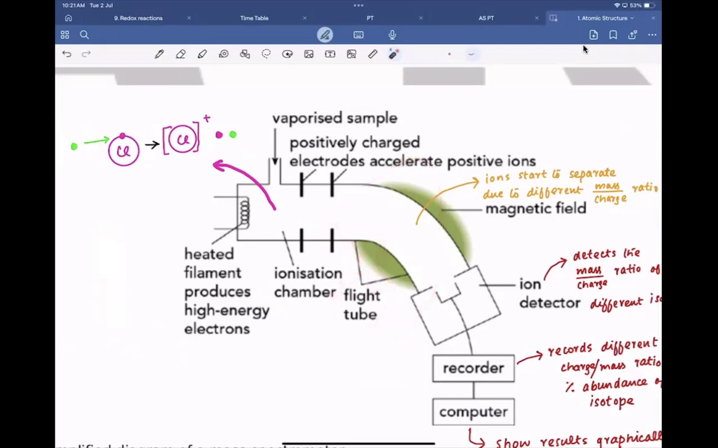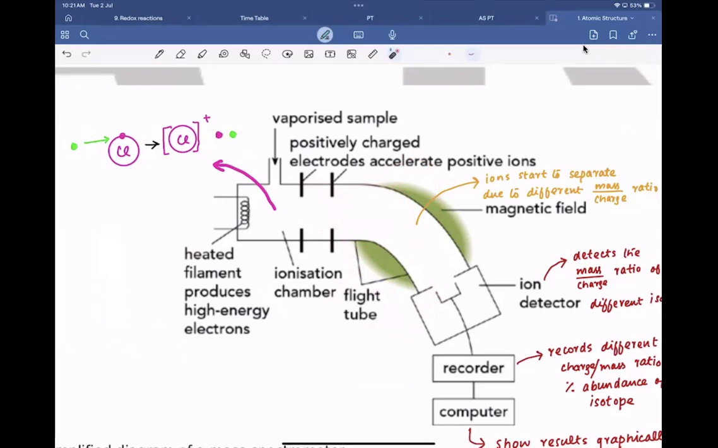Okay, and electrons are negatively charged, so those electrons are attracted towards these plates, and as a result, now there are only positively charged ions over here in this flight tube. Is this clear? Yes, sir.